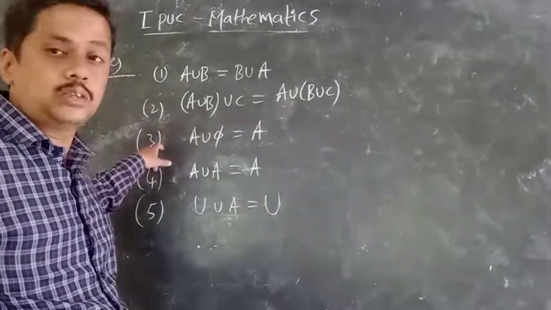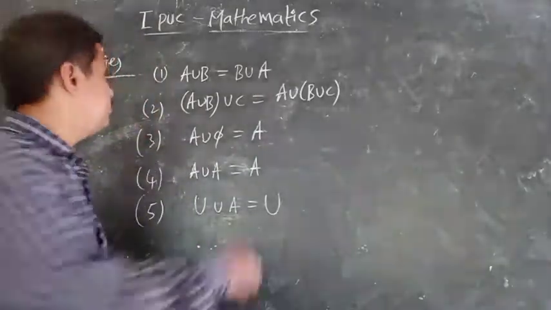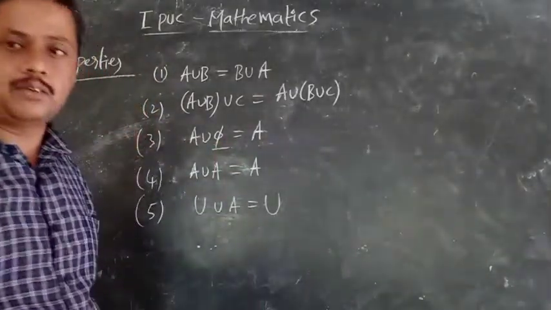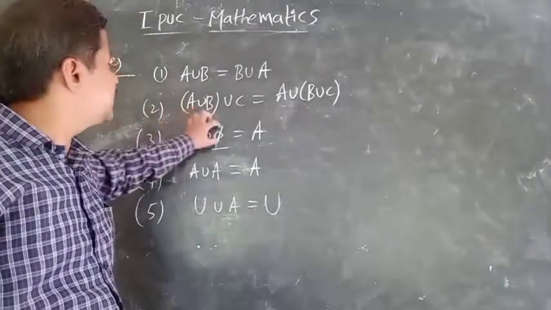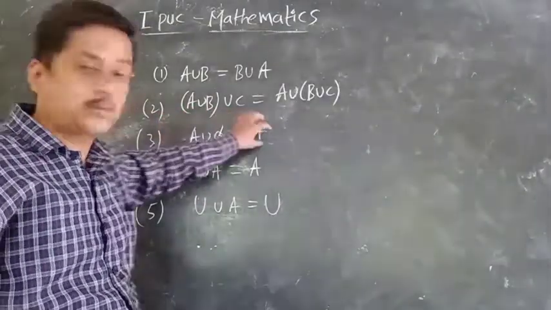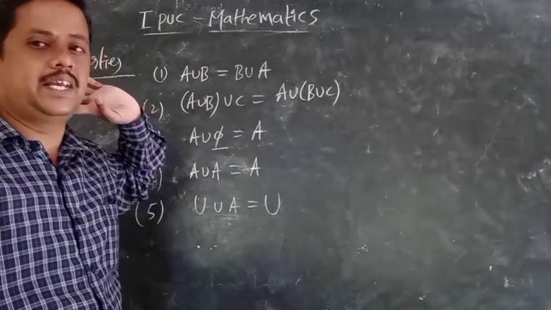Next we move to the third one. A union pi is equal to A. Pi is what? Null set, otherwise empty set. So A is a set, and when you take the union with the null set, you get the A set. So this is called the law of identity.